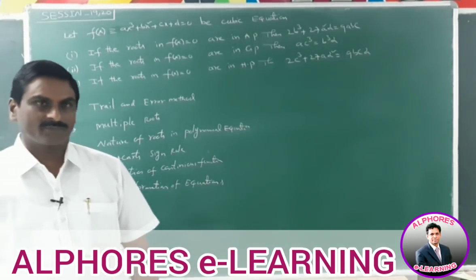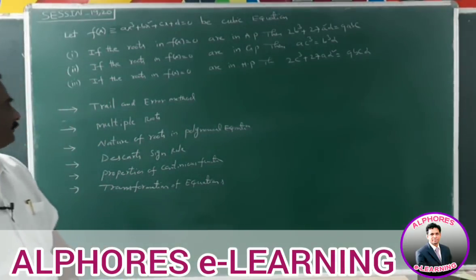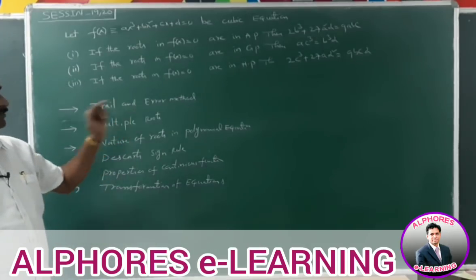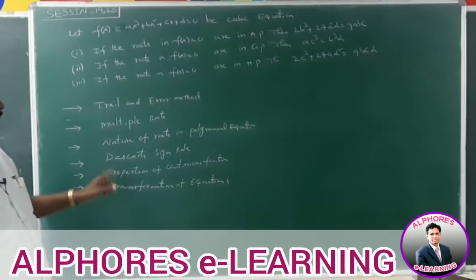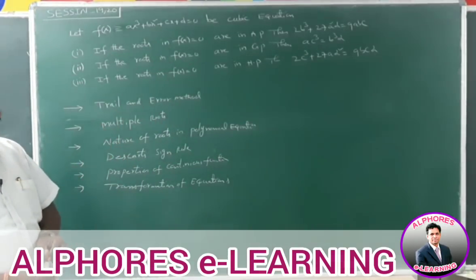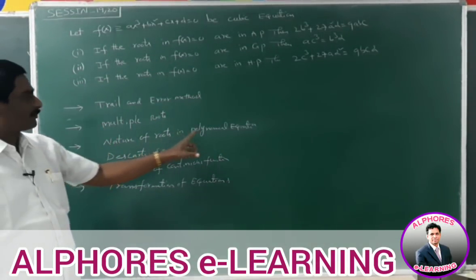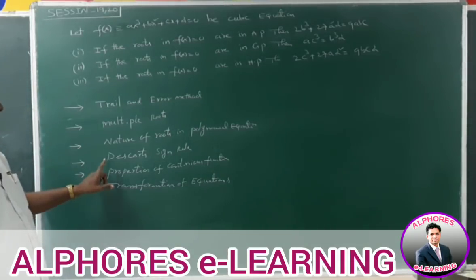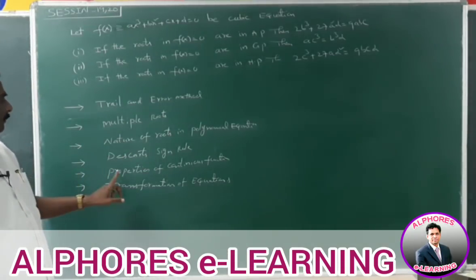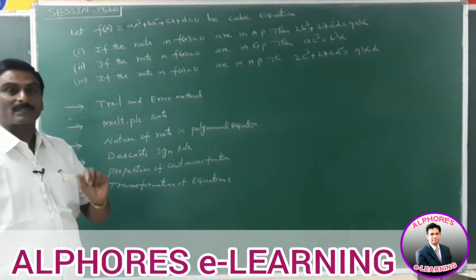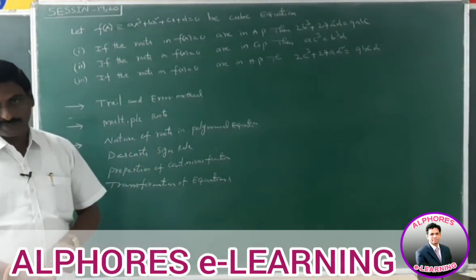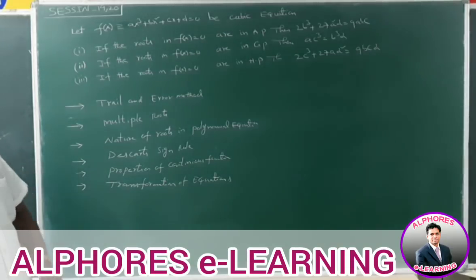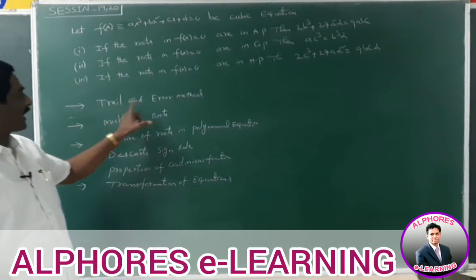In the last class, we discussed the trial and error method to solve the given polynomial equation, multiple roots in a polynomial equation, nature of the roots in a polynomial equation, Descartes' sign rule, properties of continuous functions, that means polynomial functions. Next, transformation of equations. First, trial and error method.